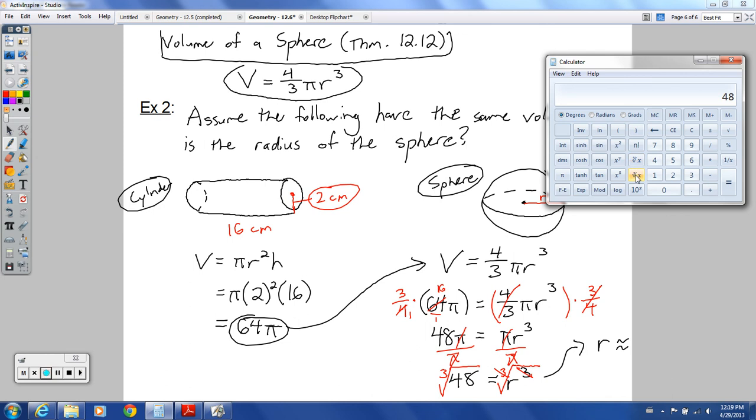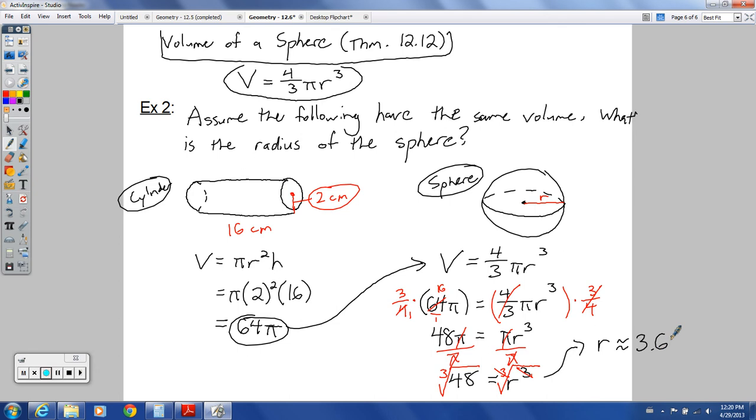So different calculators will look a little different. We'll talk more about that in class if you're one of my students, as to the best way to type it into your calculator. But I'm just going to hit the cube root button since I have one of those. And so that means 3.63 approximately times itself 3 times would be 48. So I have 3.63 approximately as my radius. That is in terms of centimeters. That is my final answer there.